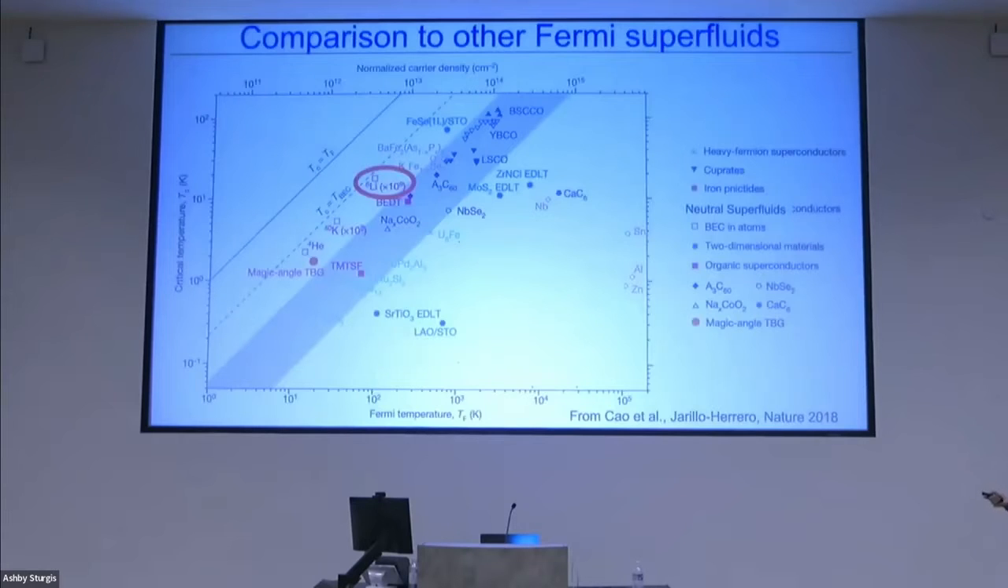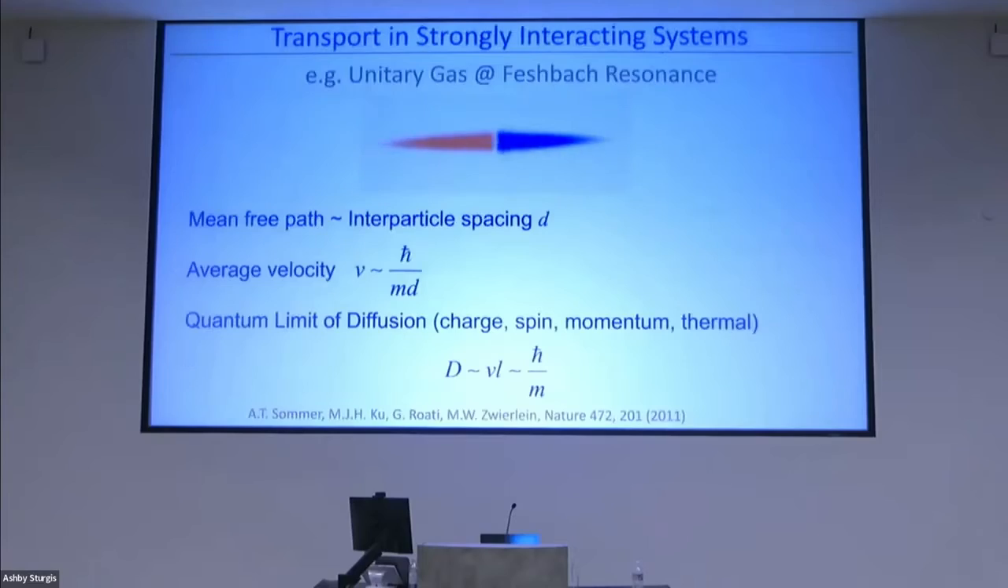By the way, in this paper, Pablo actually put a whole series of strongly coupled superconductors on the map, and the electron lithium that I showed you is coming closest to this critical line of Bose-Einstein condensation temperatures of all Fermi systems.